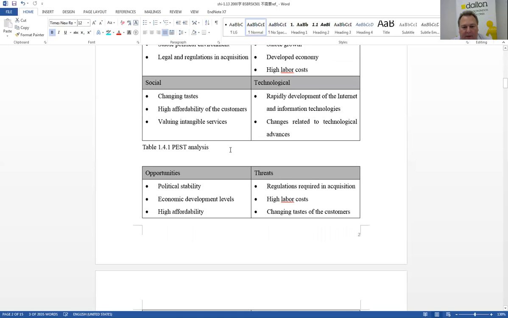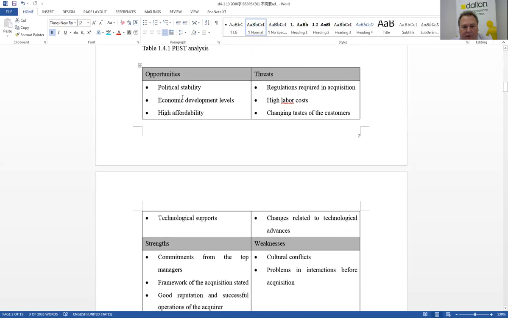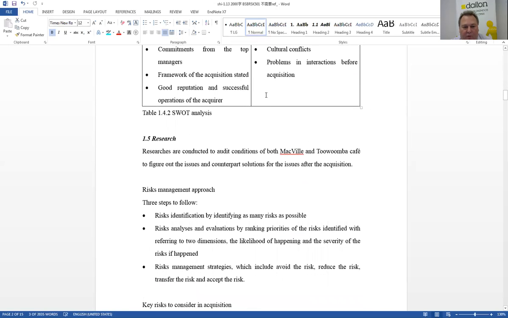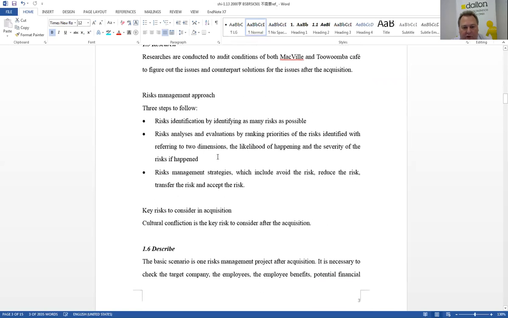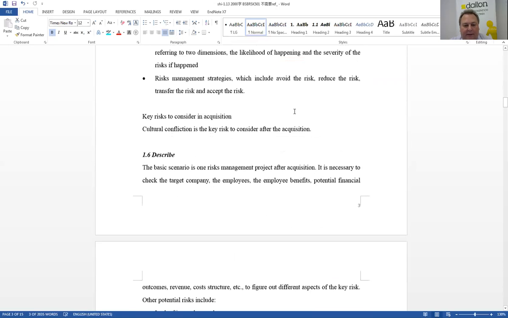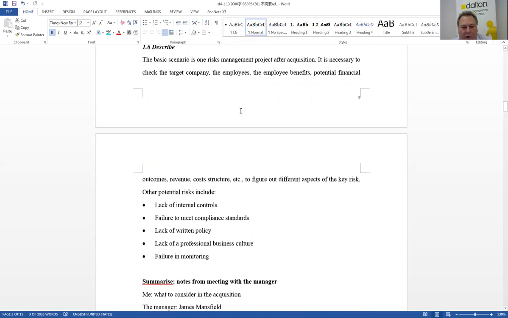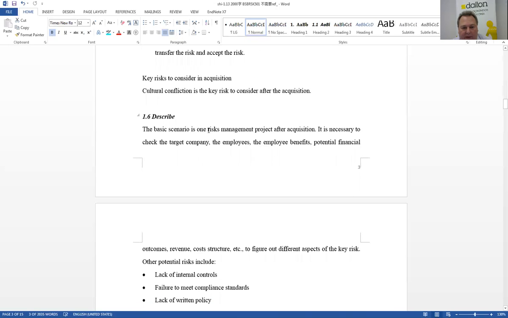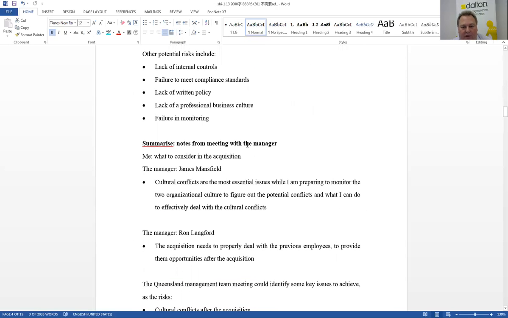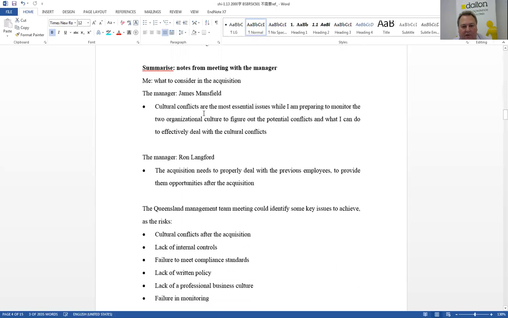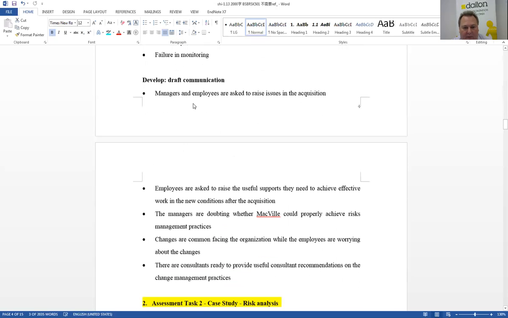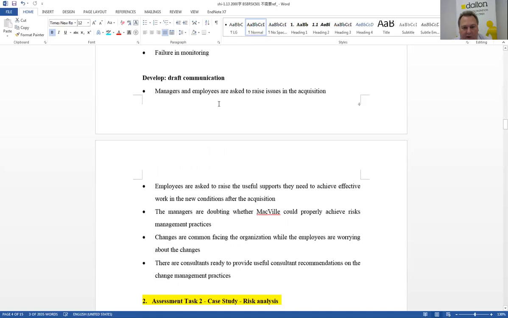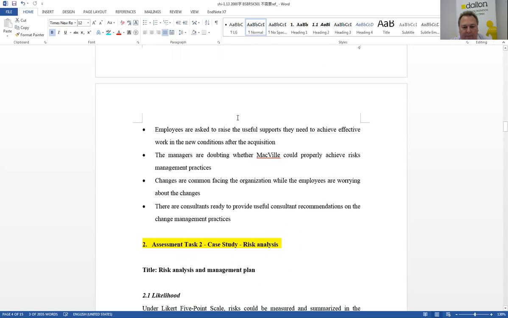Your PEST analysis. You had to have listed your SWOT. Again, the strengths, weaknesses, opportunities, and threats to your business. There's your SWOT analysis, your research, and all information derived from the case study. Also, you were to describe the scenario. You were required to summarize notes from the manager. There it is. That information is from the case study in task 1. As I scroll down, your draft communication was another requirement for your task 1.